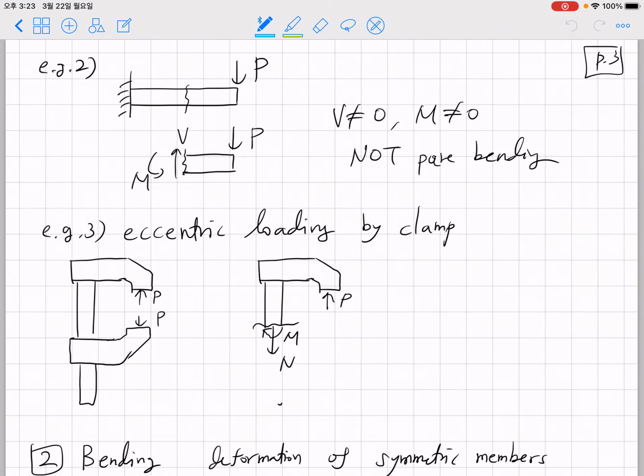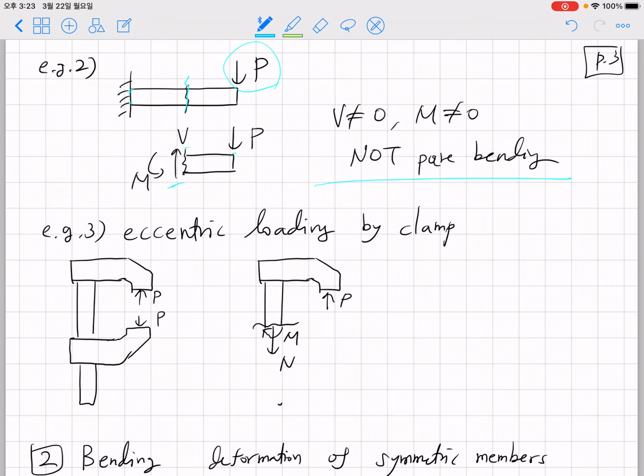Okay, so let's think about another example. Suppose that you have a cantilever beam adhered to a rigid wall. When you have this external loading P force, a point force putting the beam downward, and if you try to make an imaginary cut, this point force and shear force V should make a force balance. Then you need the vertical force V, so that you can say that this is not a pure bending problem.